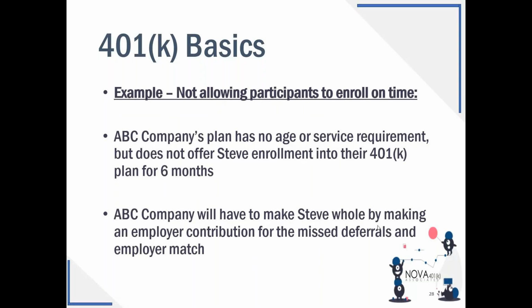So, not allowing participants to enroll in the plan on time. In this example, ABC Company's plan has no age or service requirement. That means that the plan has what's called immediate eligibility. But the company doesn't let Steve know about the plan for the first 6 months. So Steve didn't have an opportunity to contribute to the plan for 6 months. And the ABC Company needs to make Steve whole by making an employer contribution for the missed deferrals and the match that he would have received had he been allowed to contribute to the plan.